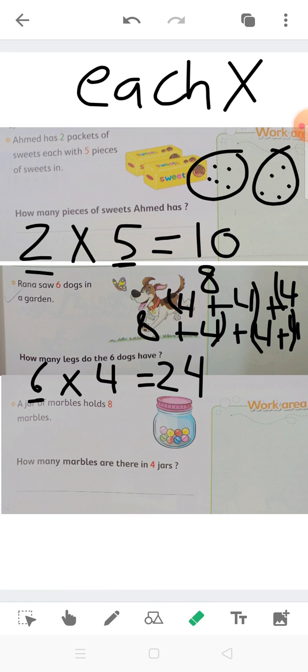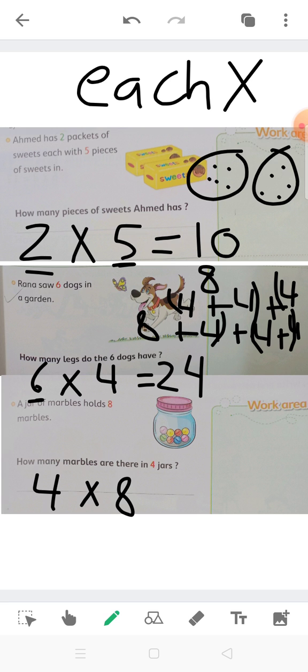Okay, look here. I've got a jar of marbles that holds 8 marbles. How many marbles are there in 4 jars? I've got what? How many jars? Jars of 8 marbles. Okay, let's draw. Okay, take 4 times 8. What does it equal? Okay, I've got 4. 8 is repeated 4 times.